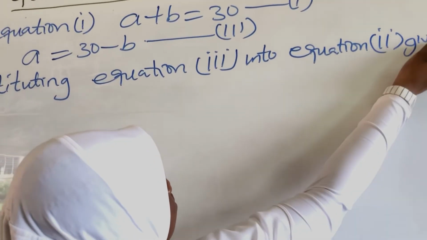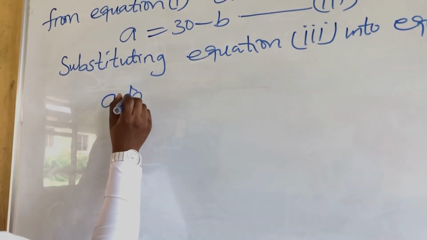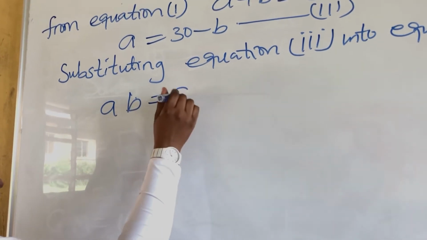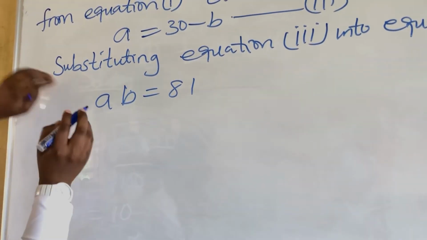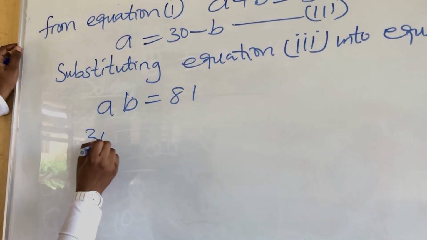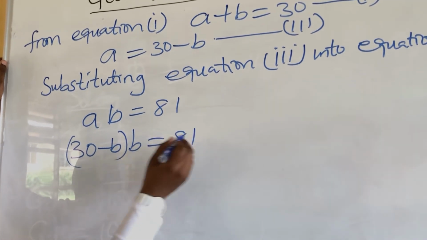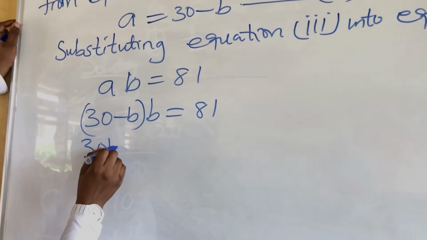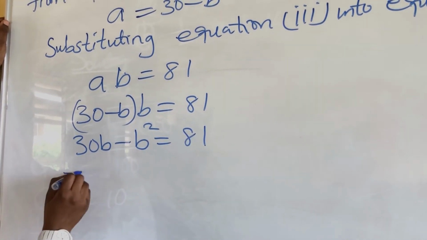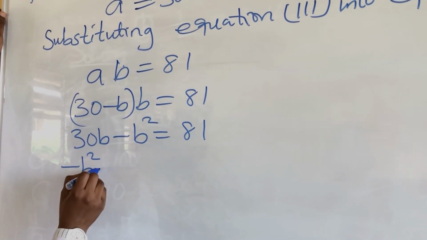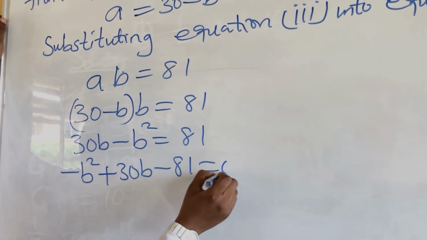Gives equation 2 is A multiplied by B is equal to 81. So wherever we see A, we put 30 minus B. So 30 minus B multiplied by B is equal to 81. So 30B minus B squared is equal to 81. So minus B squared plus 30B minus 81 is equal to 0.